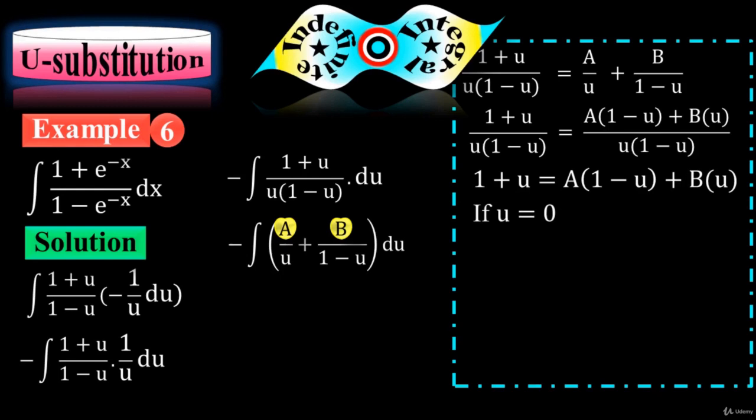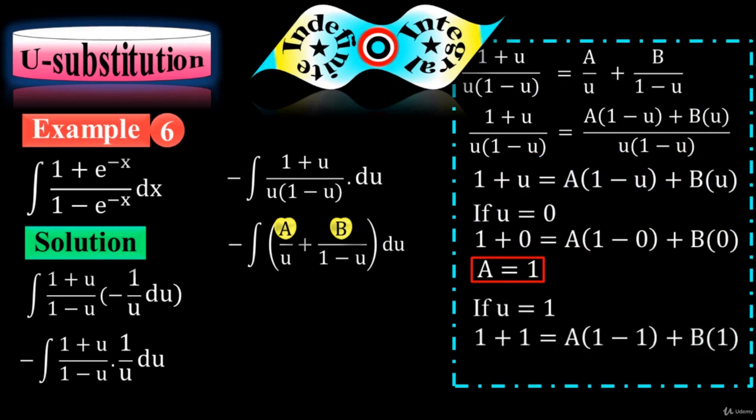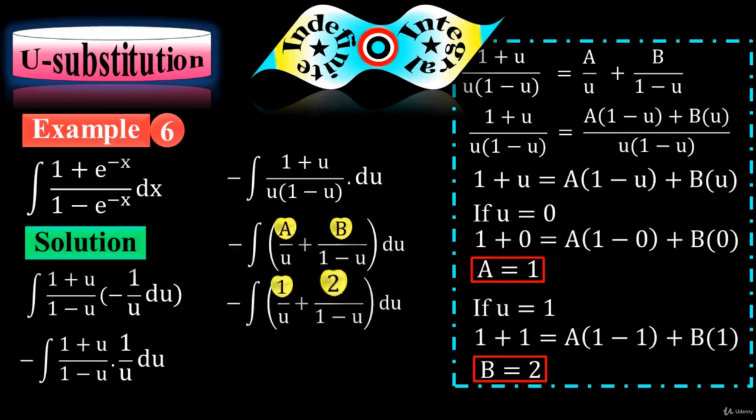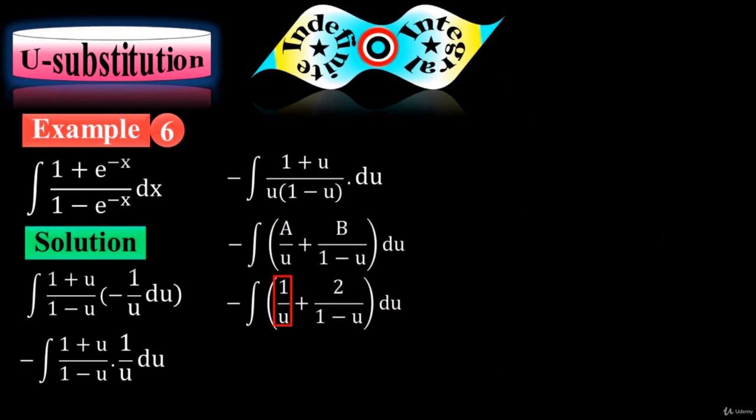Now if you put the value of u equals 0 in the above expression, you will get a equals 1. Again, put the value of u equals 1 in the above expression and you will get the value of b, which is 2. Here we got the values of a and b. Just substitute these values. Our a is 1 and our b is 2. When you look here, it is easy to integrate 1 over u. But it is not easy to integrate 2 over 1 minus u.